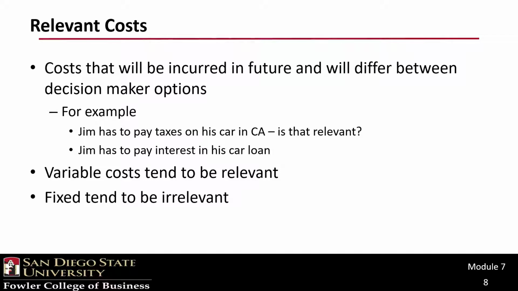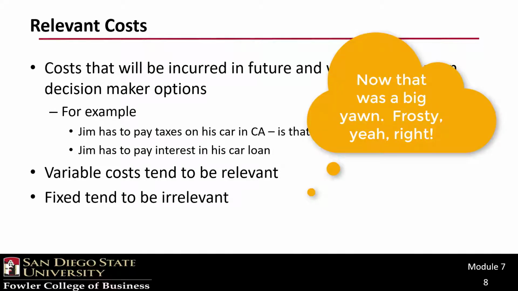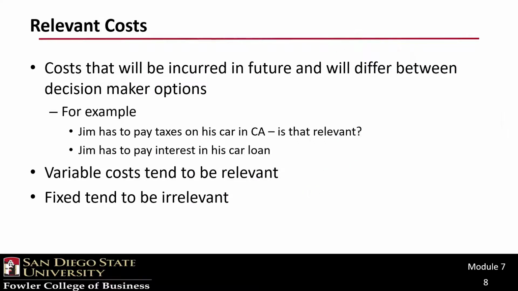So here's a couple that wouldn't differ, right? So clearly Jim has to pay taxes on his car in California. But is that relevant? Well, no, it's not, right? Jim's going to have to pay the taxes on his car in California, whether he drives that car to Colorado or not. Jim's going to have to pay interest on his car loan. He's going to have to do that whether he drives to Colorado or not. And so in this way, think of those as fixed costs, right? And they tend to be irrelevant.